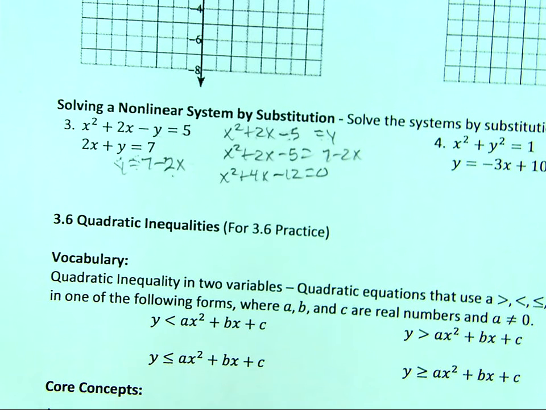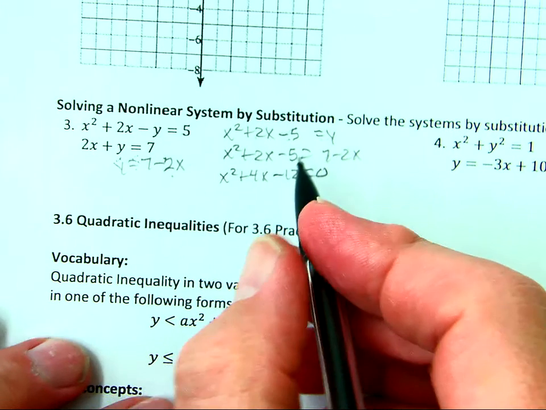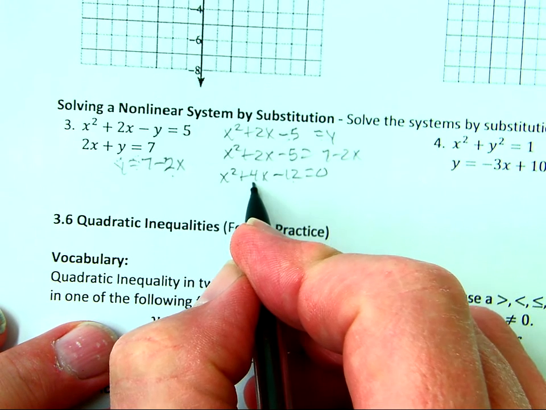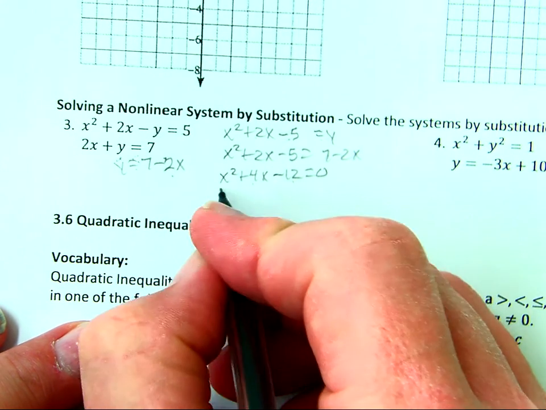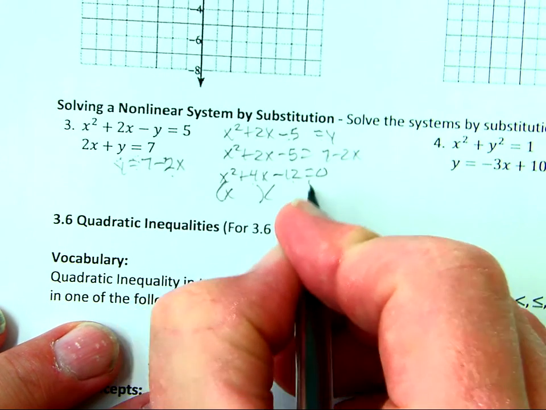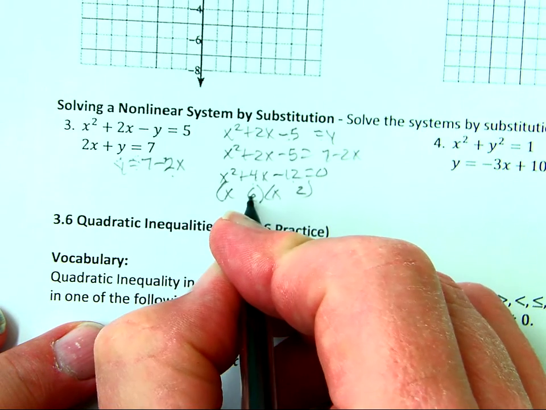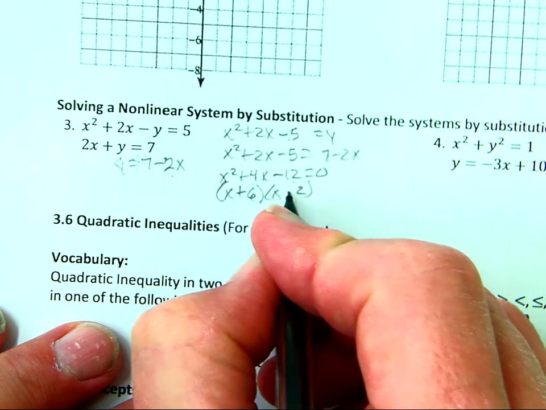Now, there's at least 3 ways you can do this one. I always look to factor first, and this one will factor. If you don't want to do that, you can complete the square. If you don't want to do that, you can use the quadratic formula. Any of the 3 ways work fine. I like to factor first, so I'm looking for 2 factors of negative 12 whose difference is 4. Well, that's 6 and 2. Since the 4 is positive, I want the bigger one. I want the 6 to be positive and the 2 to be negative.